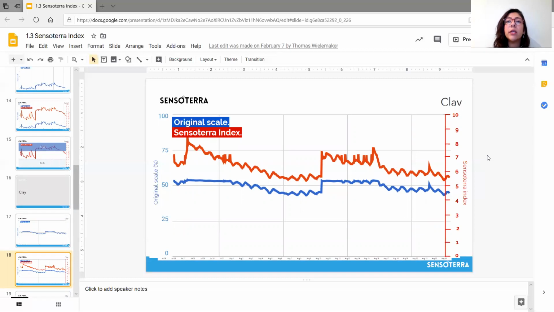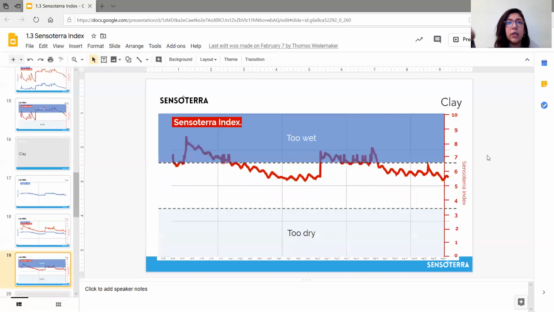When using the Sensoterra index, you know that you need to keep it a bit higher than the original scale. Your thresholds for the productive zone will again go from 3.3 to 6.6, but once again, using the Sensoterra index can make it easier, because then you look at scores. For the productive zone, you have the thresholds that you need to follow.